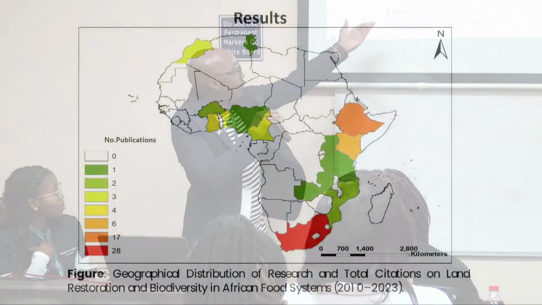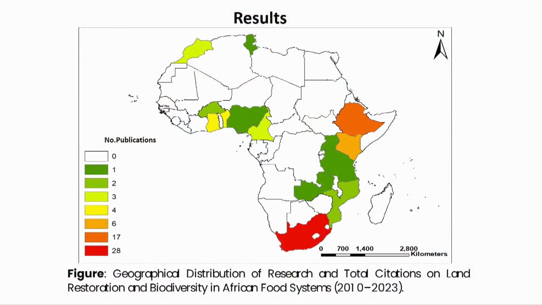1 minute and a half. Oh, thank you so much for the question. The colors is just to demonstrate the distribution of published articles. If you see the dark red, which represents almost 28 publications.